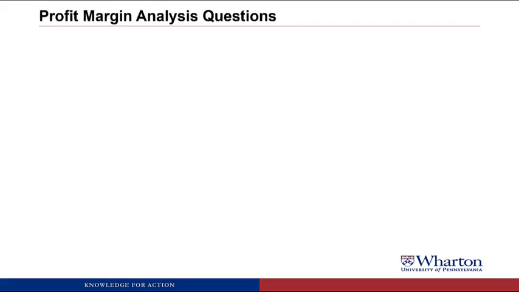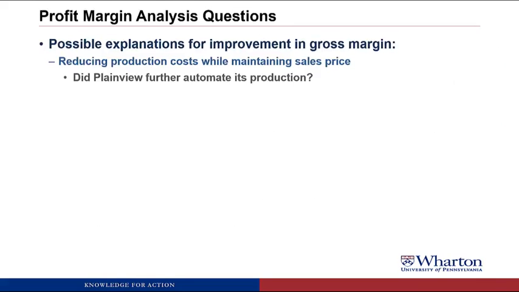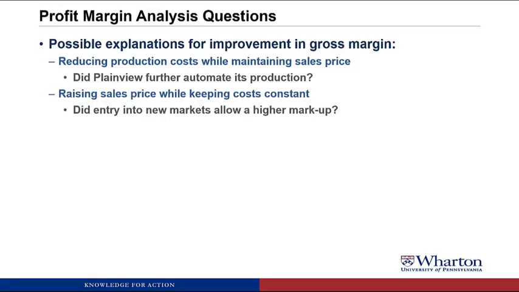So our profit margin analysis tells us that gross margin was the big driver of Plainview's success. Now we have to think about what are some possible explanations for this improvement in gross margin. Was Plainview able to reduce production costs while maintaining sales price? So we'd have the question of, did Plainview further automate its production? Or were they able to raise the selling price while keeping costs constant? So we have the question, did the entry into new markets, the customized products, allow a higher markup? Or maybe it's a combination of both.